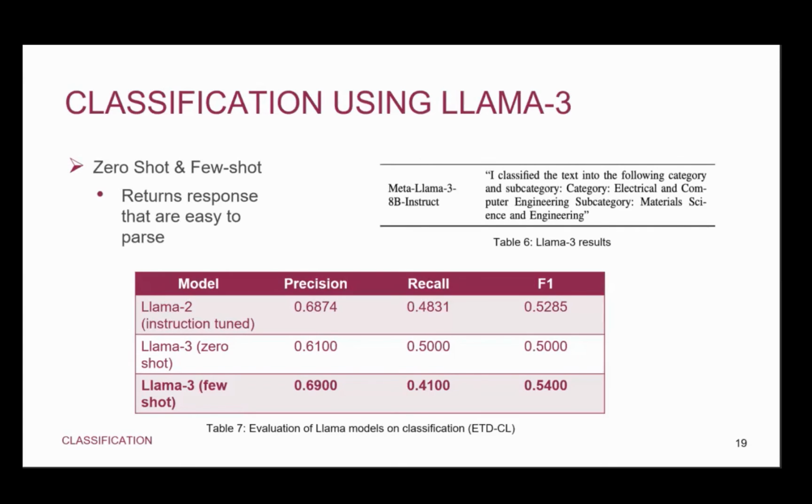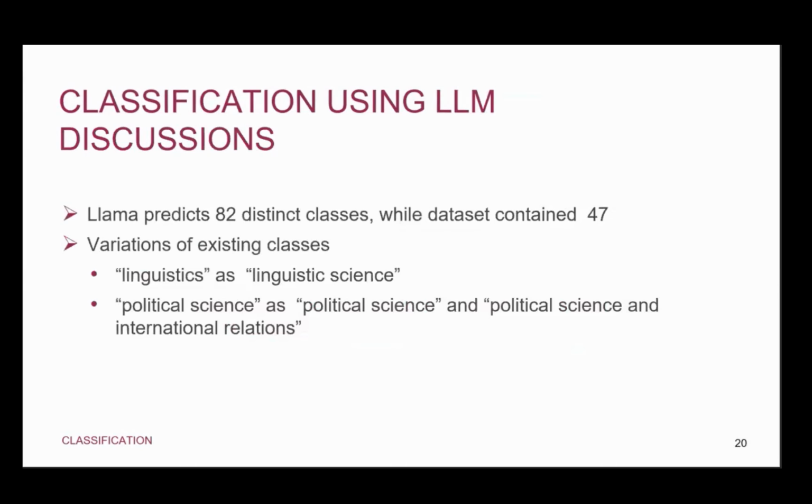I added F1, precision, and recall scores for all the LLMs that we used. We do see that Llama 3's few shot learning has the highest F1 score, but this is really low. A 54% F1 score means it's correct about 50% of the time, which is not a very good result. So we went into investigating what is wrong, why aren't the LLMs performing well.